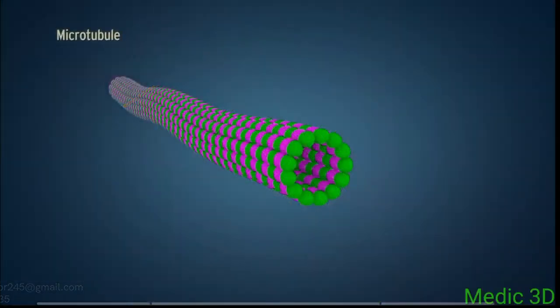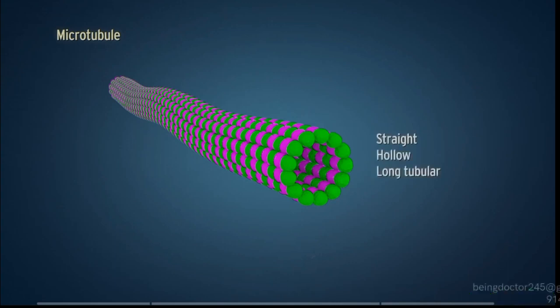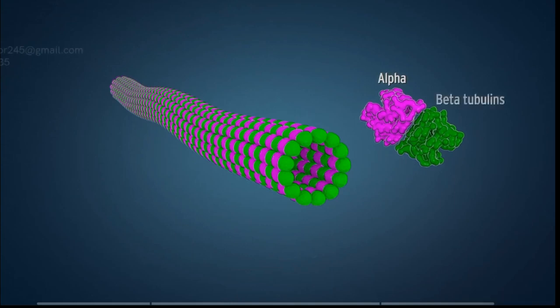Microtubules. Microtubules are straight, hollow, and long tubular structures formed by globular proteins known as tubulins. They consist of alpha and beta tubulin polymers. These subunits aggregate to form long tubes made of stacked rings. The transportation of vesicles and organelles within the cells occurs through the formation of tracts.